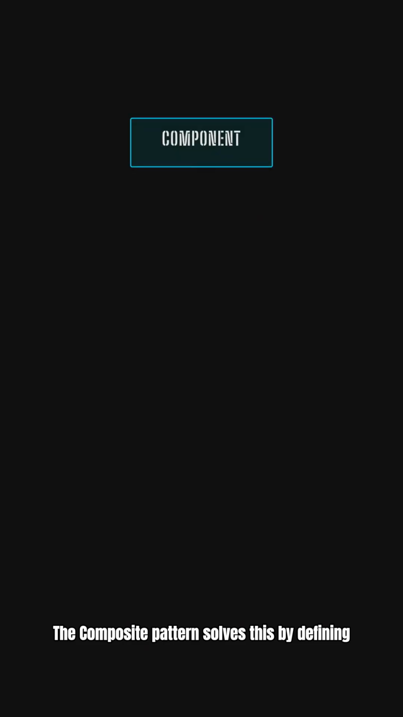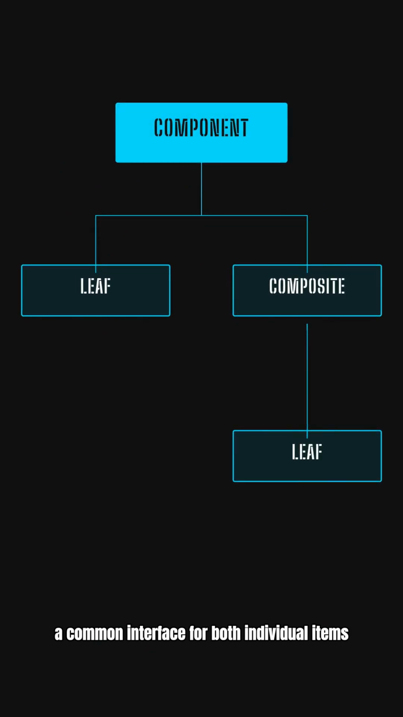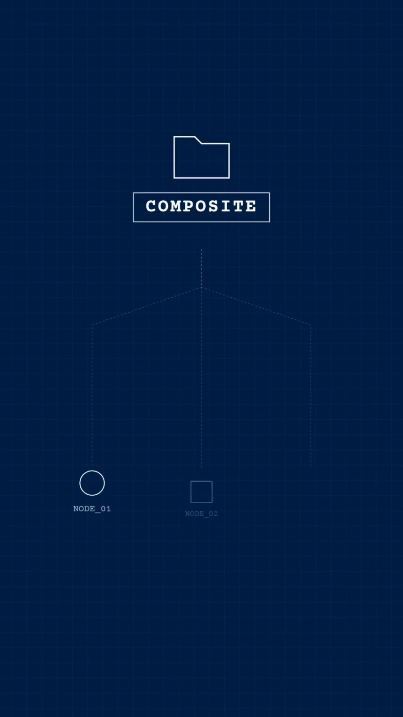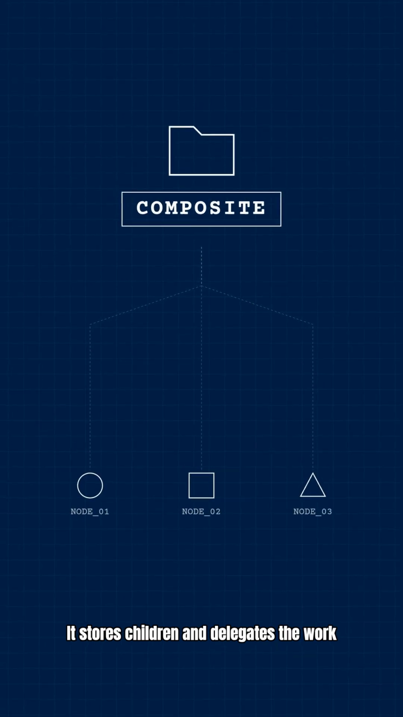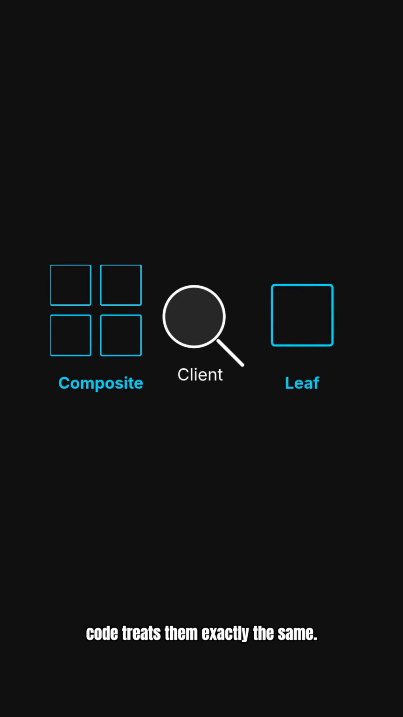The composite pattern solves this by defining a common interface for both individual items and containers. The leaf is the basic building block. It has no children and performs the work itself. The composite is the container. It stores children and delegates the work to them recursively. Because they share the interface, the client code treats them exactly the same.